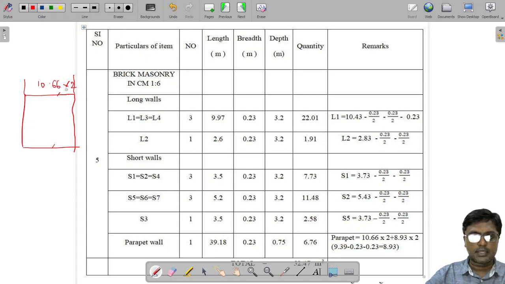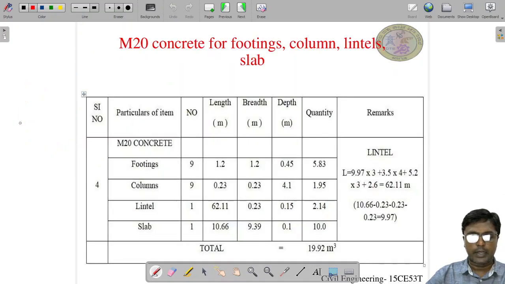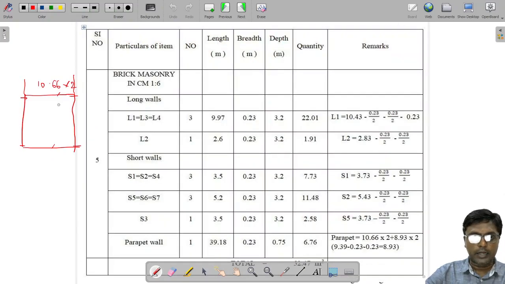So 10.66 into 2, and remaining where we have to put? We have to put here, from here to here, from here to here. So for that, what we'll do? We know the out to out length as 9.39 because we calculated it on this side. But we don't have to take 9.39 in full.